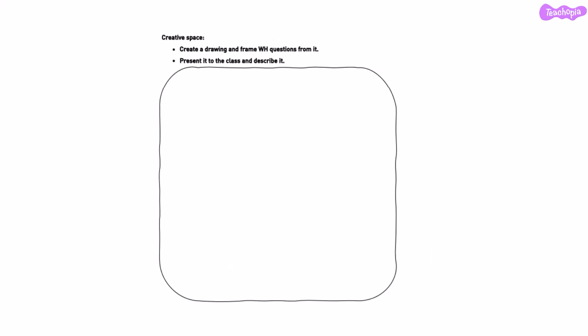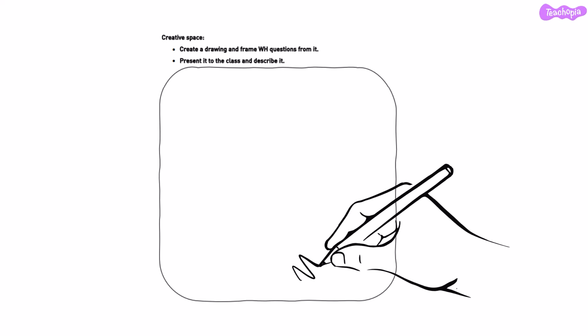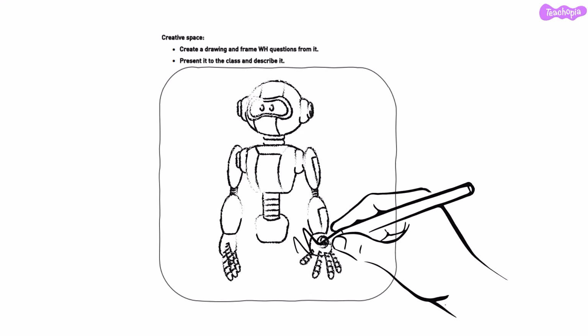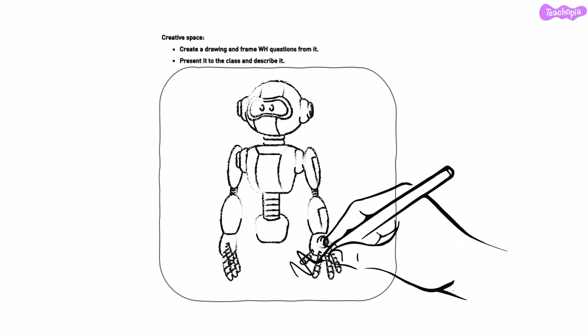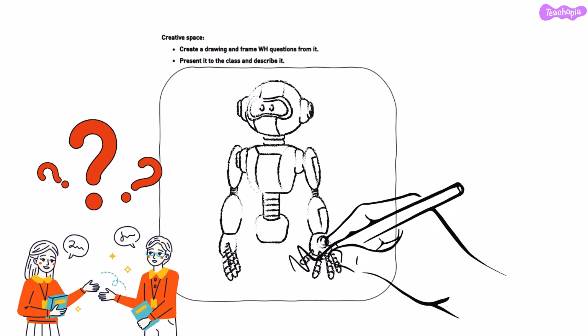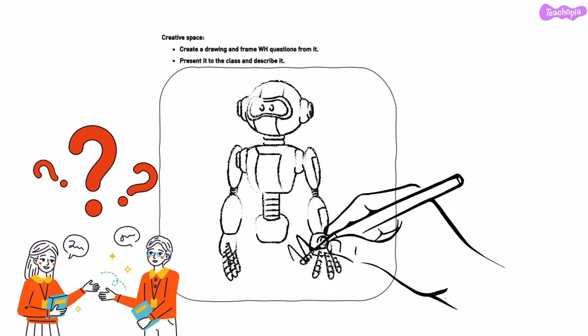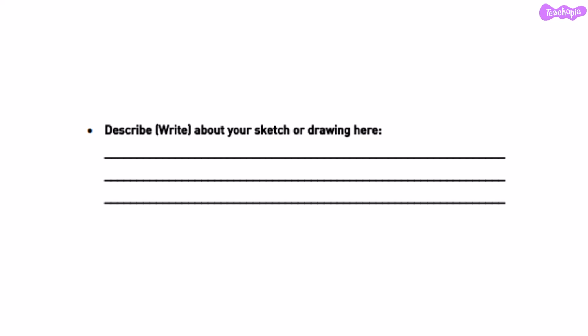Finally, we come to our creative space activity. Here, learners need to create a drawing and frame WH questions based on it. For example, here we have created a robot. Encourage learners to look at each other's drawings and ask different kinds of questions based on their drawings. A space is also provided below to describe the learner's drawings. Encourage learners to write about their drawings in that space.